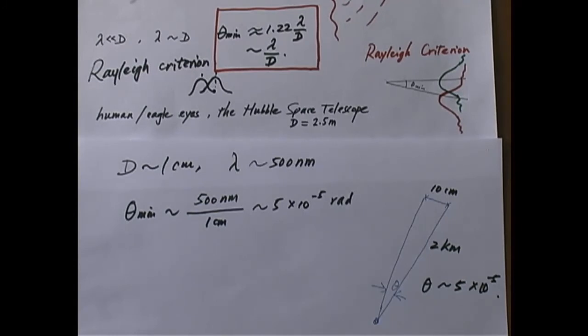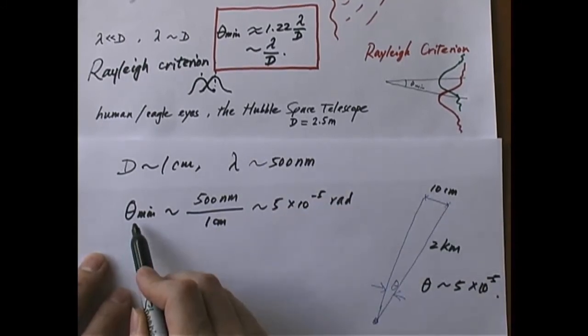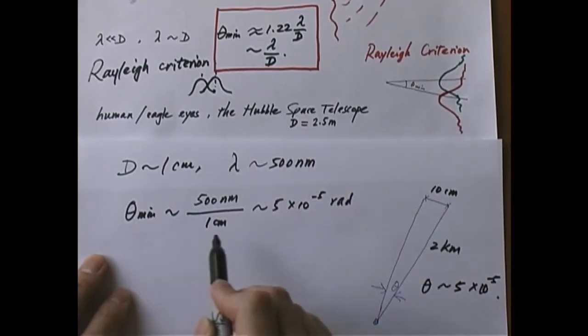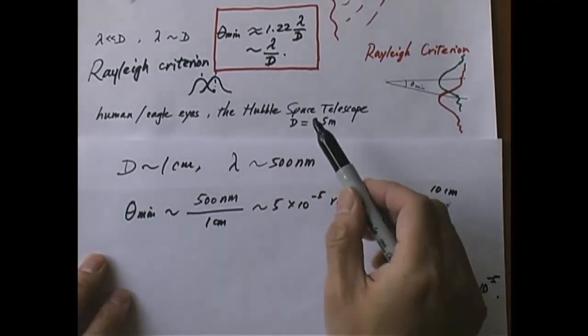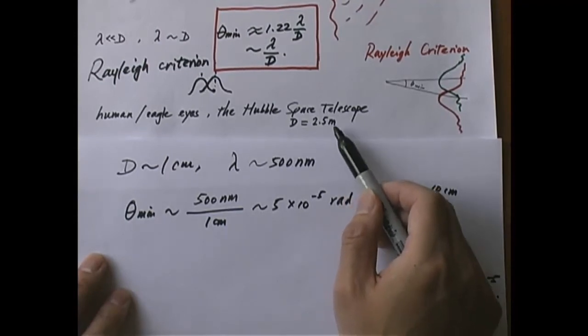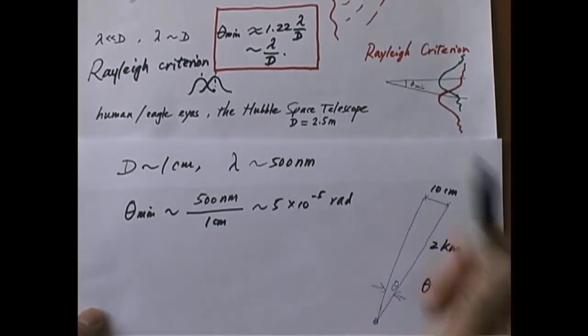Okay, let's look at the Hubble Space Telescope. The Hubble Space Telescope hovers about 400 kilometers above the Earth's surface, so that it doesn't have to get any distraction from the atmosphere of the Earth. And it's got a diameter of about 2.5 meters. Now, since the minimal angle that you can resolve is inversely proportional to the diameter, the resolution power is proportional to the diameter, and the Hubble Space Telescope is 250 centimeters in diameter. So it's got a resolution about 250 times as good as the human eye or the eagle eye.